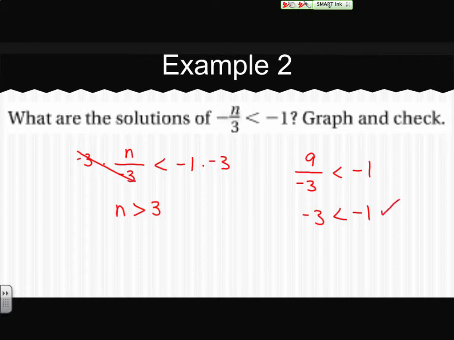And now when I go to graph this, let's see, 0, 3, 5, 6, whatever makes you happy. And I have an open circle at 3, and it says n is greater than that, so I'm shading towards a 5.